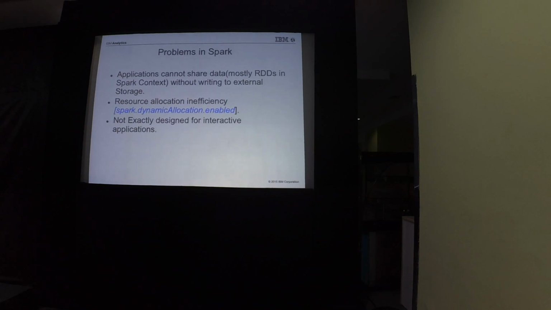But if I want two jobs running and I want to share data between these two applications, it's realistically not possible to do it in memory in the current architecture of Spark. You have to write it to disk, and the other one reads it from the disk. That's what it is. The second one is resource allocation inefficiency.